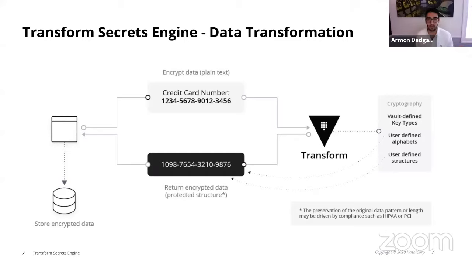And similar to Transit, the goal of Transform is not to hold on to data. It's not going to store billions of records. But as data flows through it, the application can leverage Vault as a middleware to protect that data before it's stored at rest.